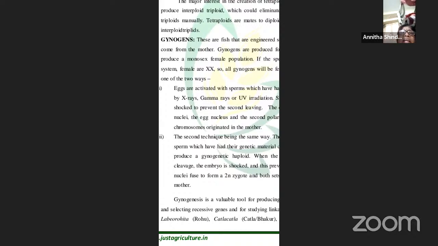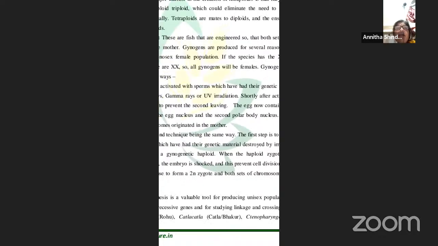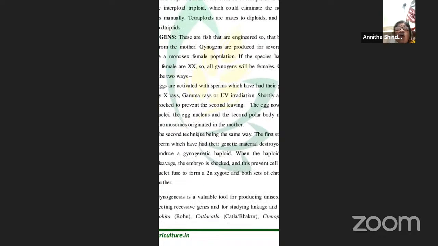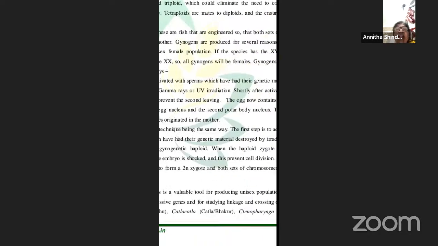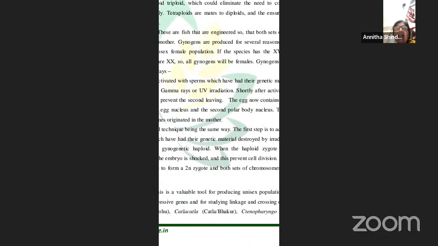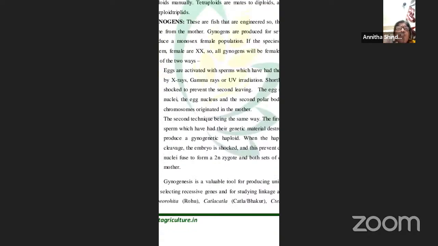There are two methods given to produce these gynogens. One is that the eggs are activated with sperms which have had their genetic material destroyed by X-rays, gamma rays or UV radiation. Shortly after activation, the egg is shocked to prevent the second polar body extrusion. Then the egg contains two haploid nuclei, the egg nucleus and the second polar body.